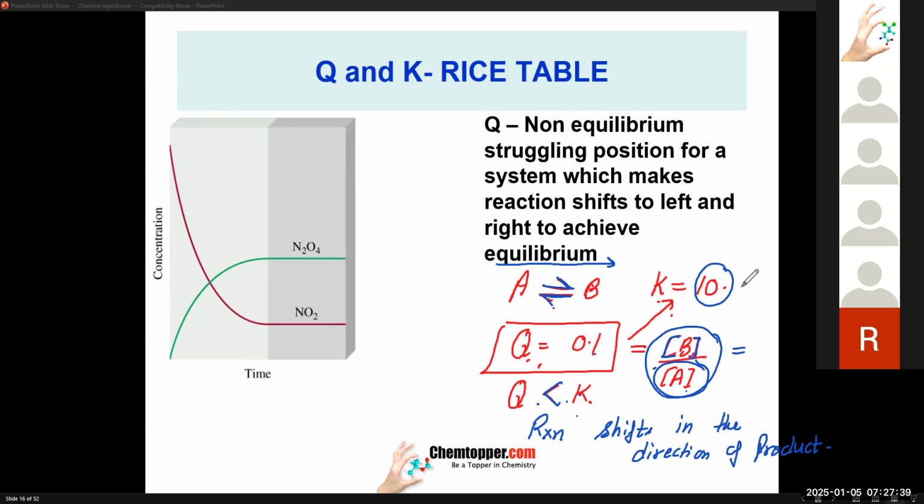Okay. The way I explained this, now all of you please try to answer. Q is less than K, that we have done. If the value of Q is 100, K is 10, Q is 100. So Q is greater than K. Q wants to become K. In which direction will the equilibrium shift, the reaction shift?